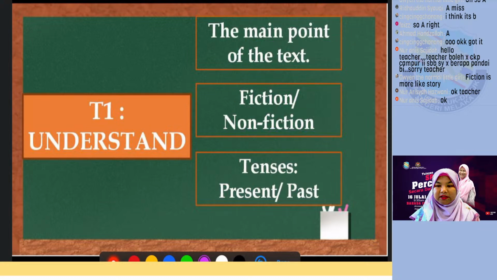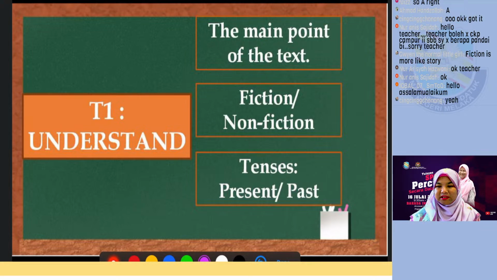Tip number 2 will be fill. What you should fill? Obviously your task is to fill in the blanks, the blanks that are purposely left. Iqbal, hello, assalamualaikum. Waalaikumsalam, Iqbal. So, fill in the blank. The task is for you to fill in the blanks or the gaps purposely left for you there.